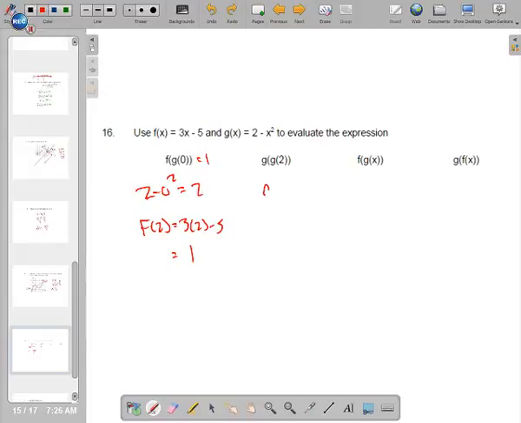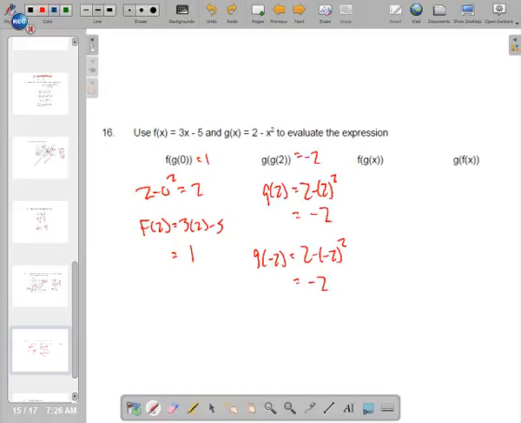Now I'm going to do g of f of 2. So first let's find f of 2. If I plug in 2, I have 3 times 2 minus 5, which is 1. Now I'm going to plug in... so g of 1 is 2 minus 1 squared, which is 2 minus 1. It really doesn't matter in this problem because 2 squared is the same as negative 2 squared, and I still get negative 2.